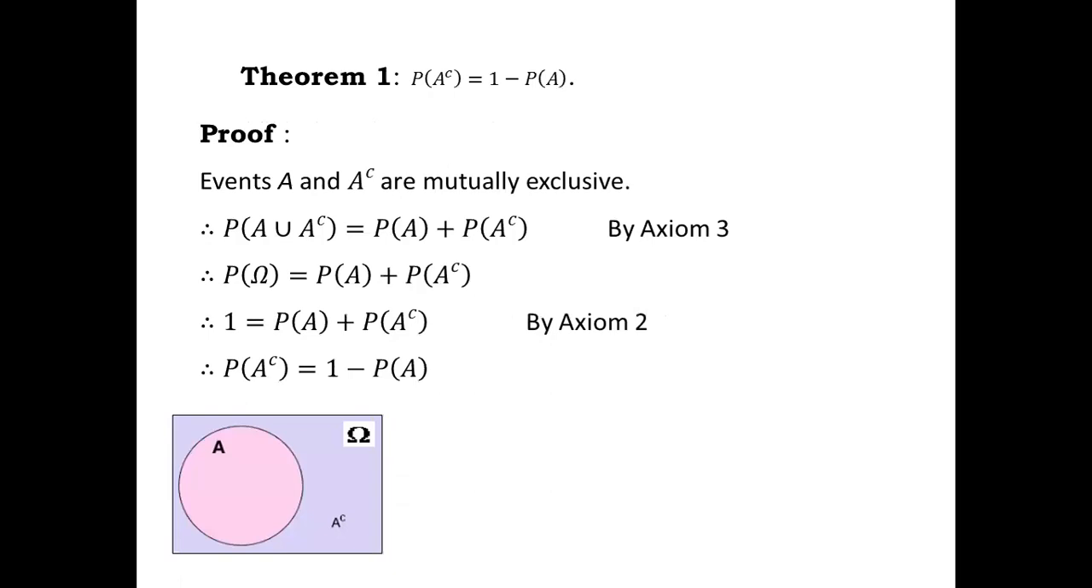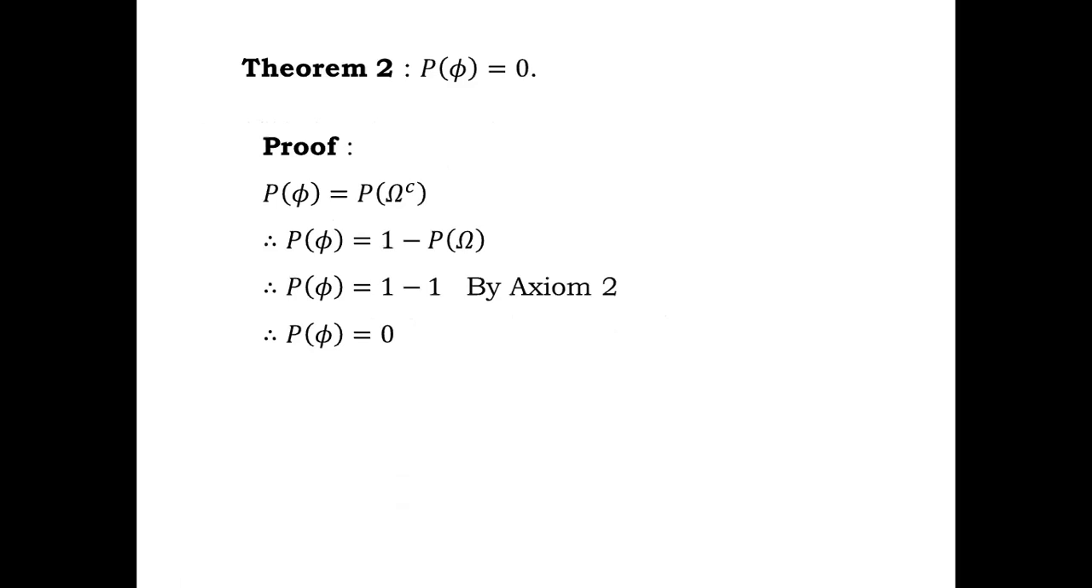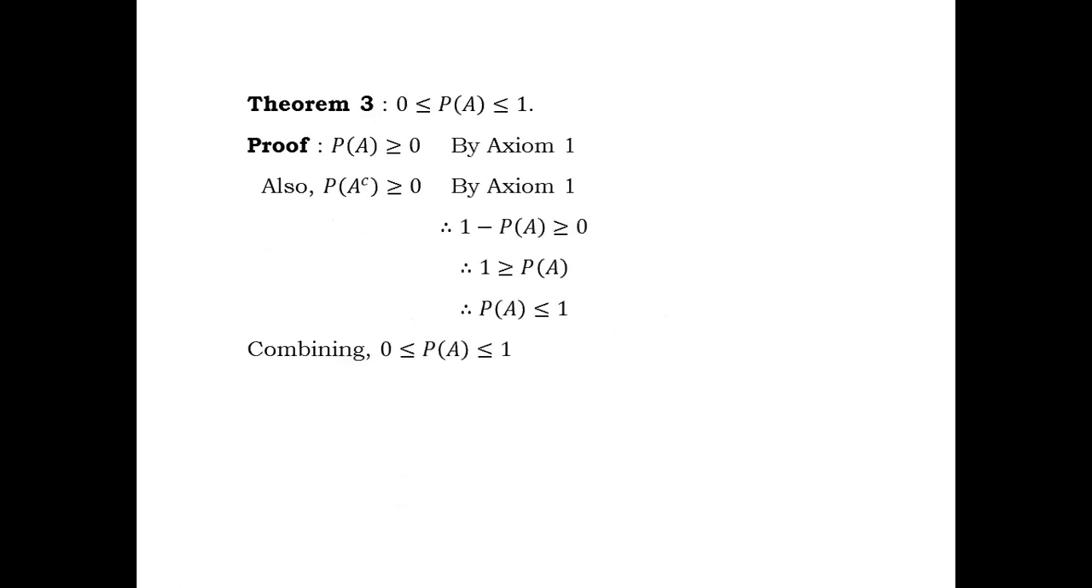So these are the 3 axioms. I'm not going to prove these theorems. Each theorem has a proof, but see, probability of A complement equals 1 minus probability of A. Probability of impossible event is 0. Then probability of any event lies between 0 and 1. Whatever events we are talking about, these are in general, so it is not necessary that the sample space of the corresponding experiment is equiprobable or not.